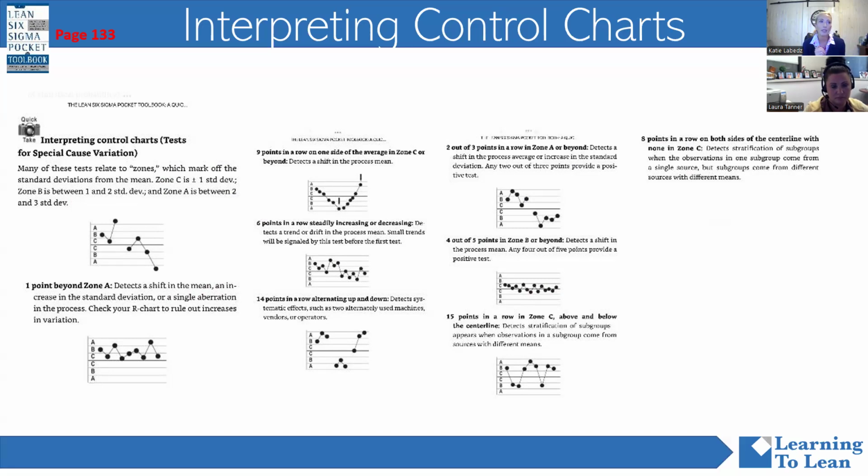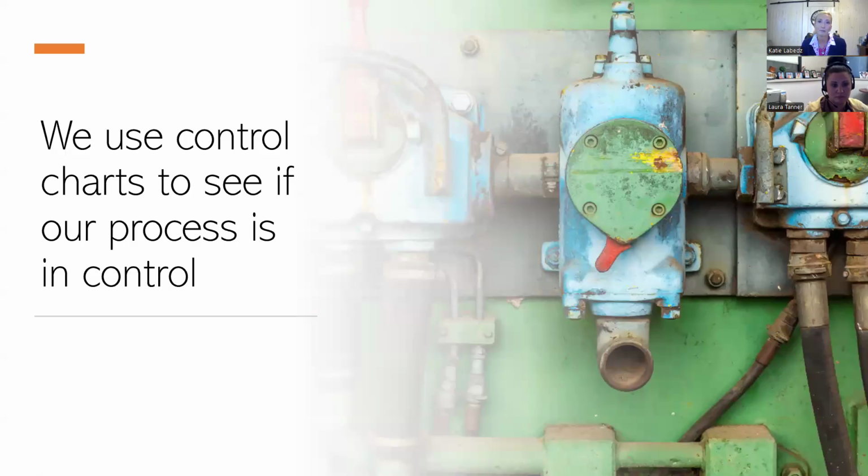And it's really interesting, right? One point beyond zone A, so they have the different zones in there that they're explaining to you. Two out of three points in zone A or B. So it's not as simple as, is it above or below the upper or lower control limit? This interpretation gets you into your data even deeper to help solve your problem.